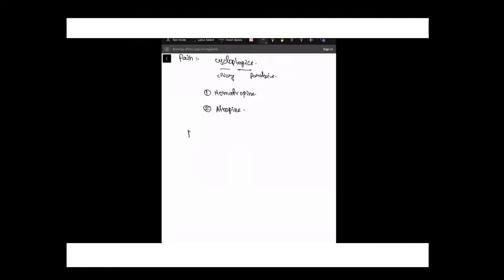If there is perforation of the cornea, the management is going to be reconstruction with keratoplasty.